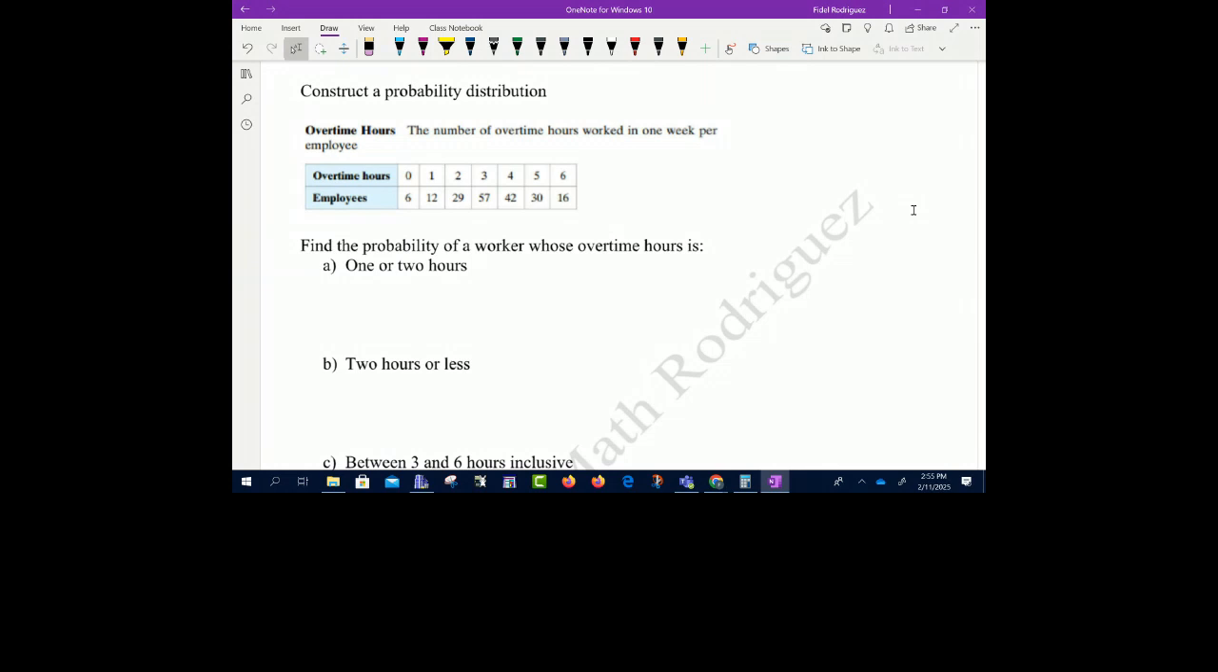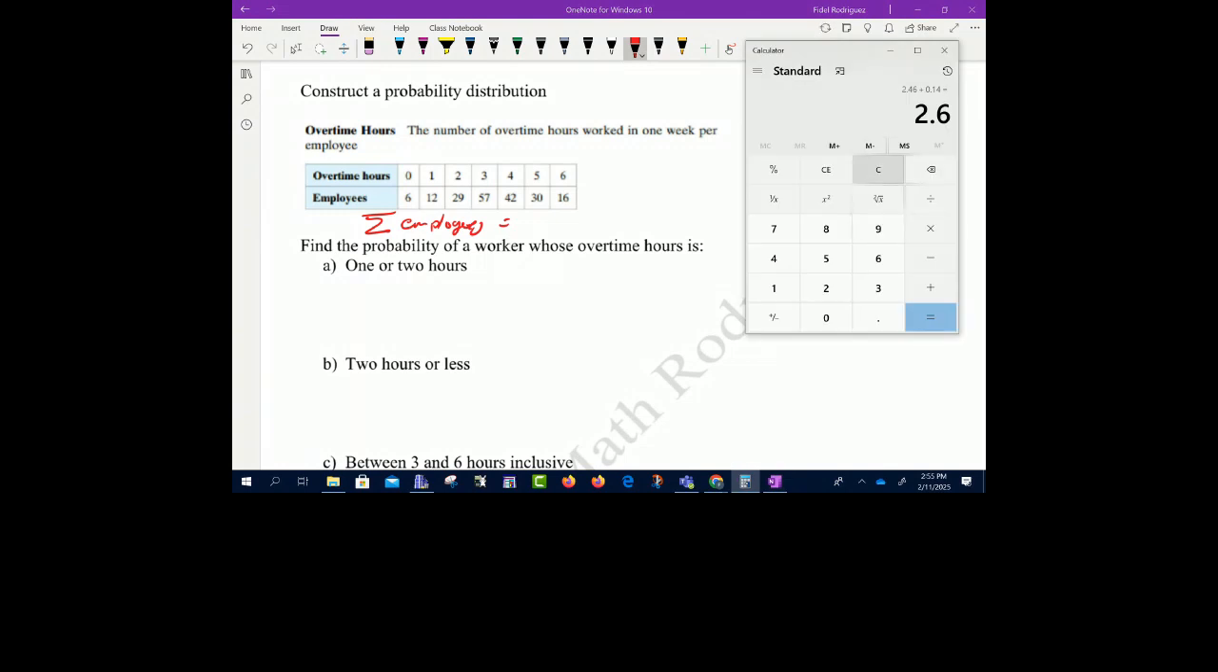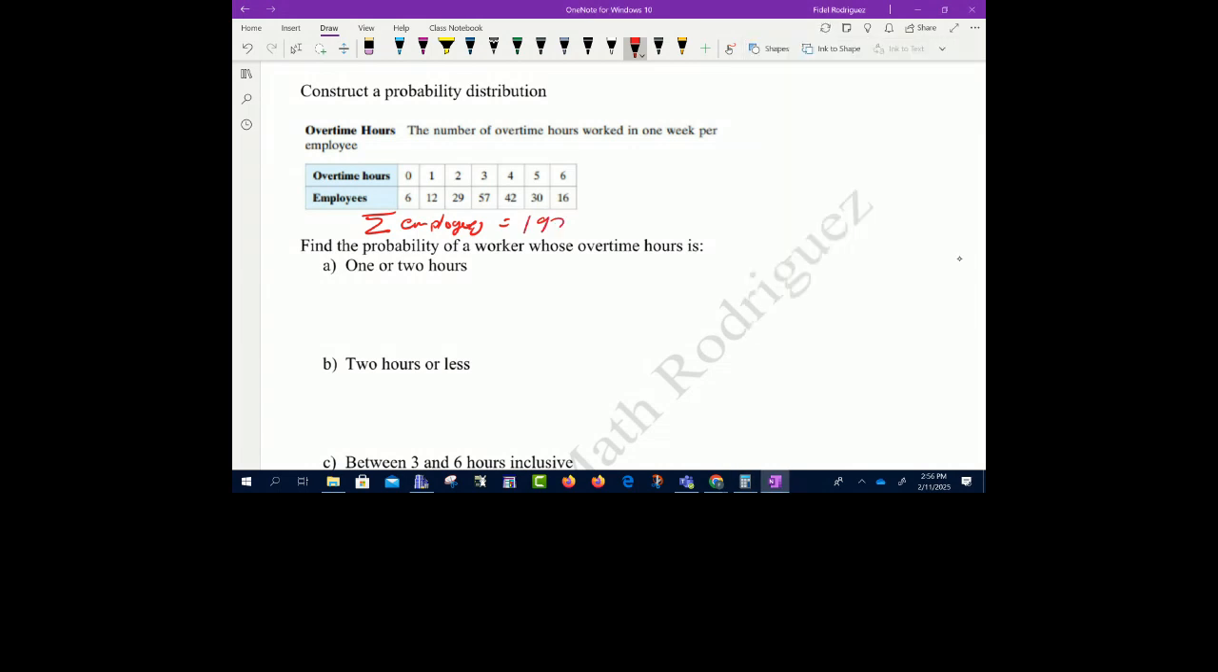Y'all, first thing I want to do is find the sum of our employees. I'm going to just take my calculator. What's 6 plus 12 plus 29 plus 57 plus 42 plus 30 plus 16? Y'all, I'm coming up with a total of 192.